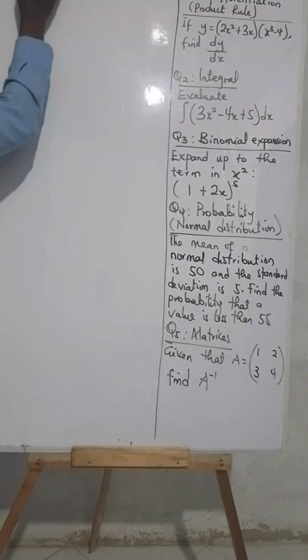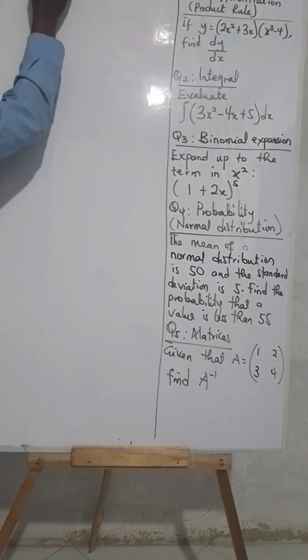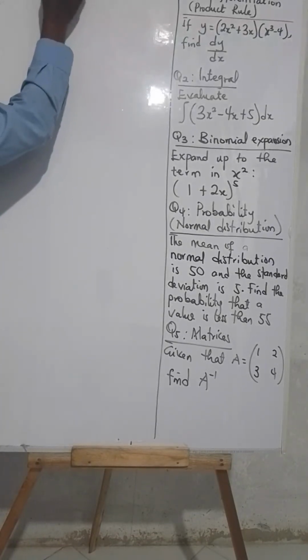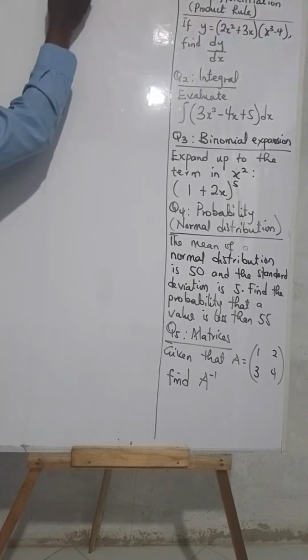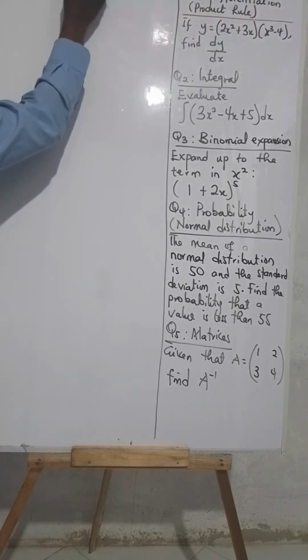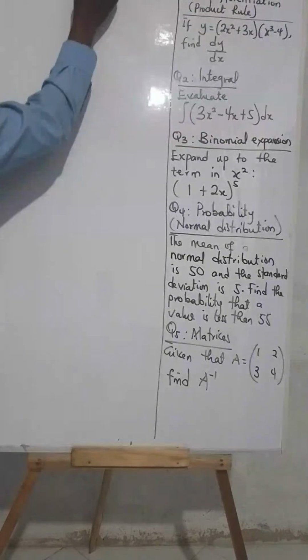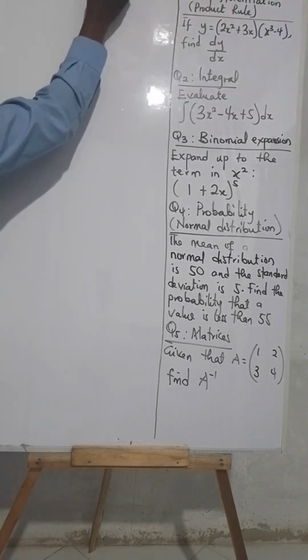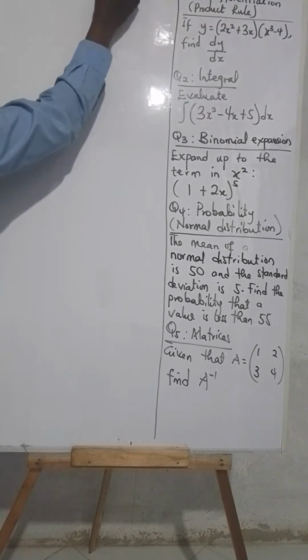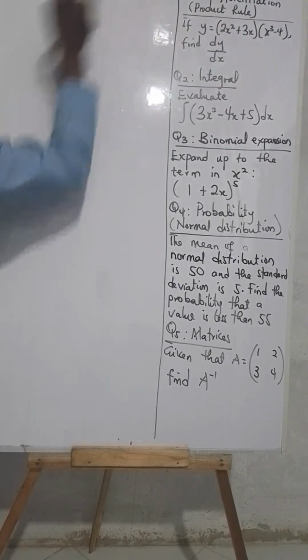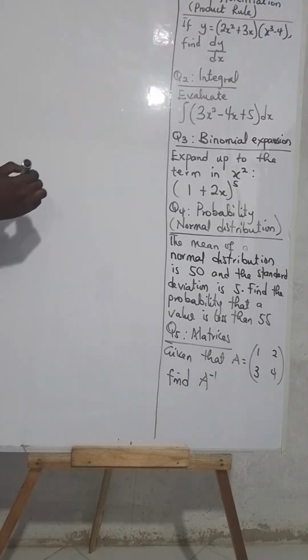They're giving y equals 2x squared plus 3x, multiplied by x exponent 3 minus 4, and we are asked to find dy dx.